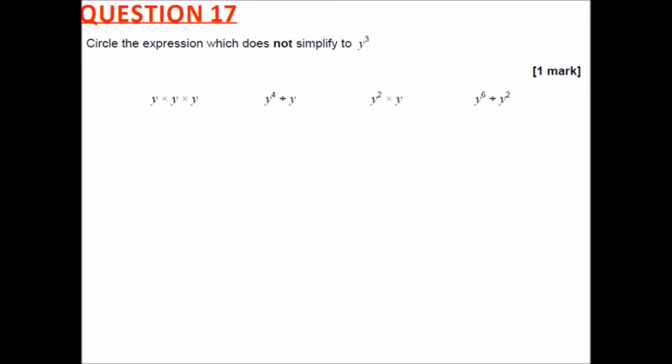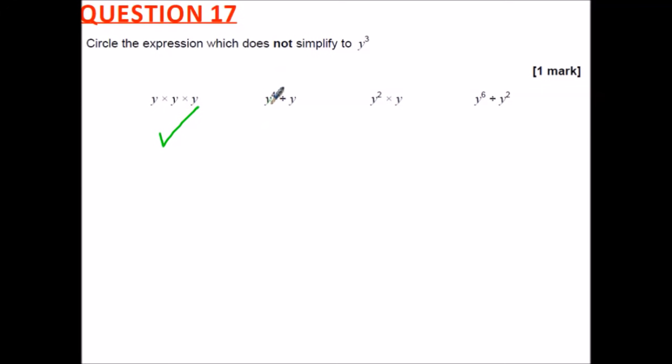Next question. It says here to circle the expression that does not simplify to y cubed. Now there are rules with powers. The little number tells you how many times you're multiplying the big thing by itself. So y cubed means y times y times y. So that is definitely the right one. That's more or less the definition of y cubed.